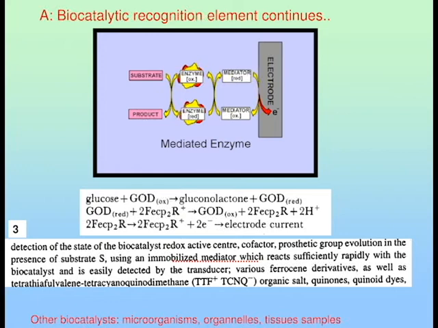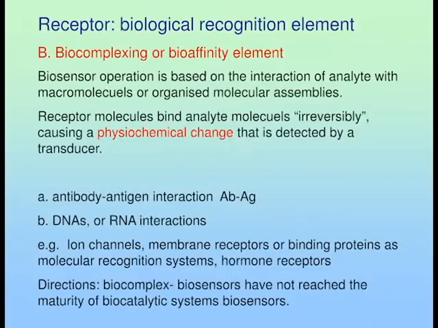Alright, the next one, what is the next one? Biocomplexing: antigen, antibody, DNA, correct? Or bioaffinity, based on molecular assembly. And can you circle the word irreversible? Yep, irreversible. That's the key word. The major difference.